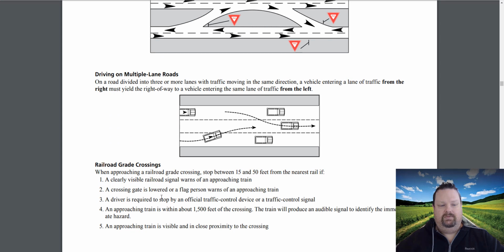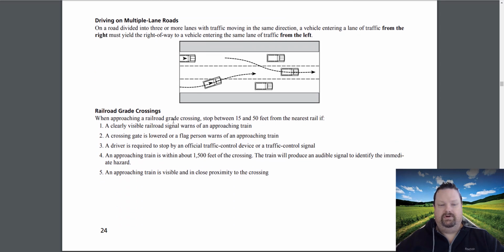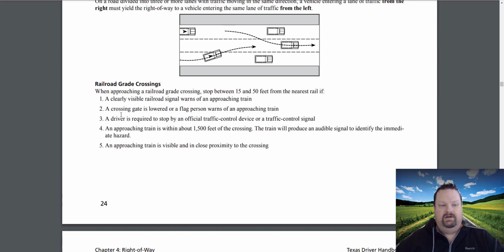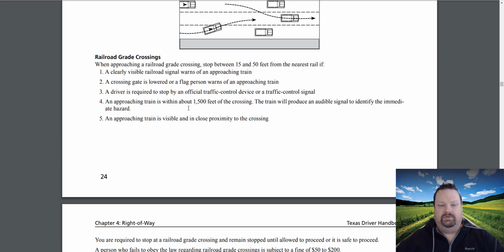So railroad grade crossings. When approaching a railroad grade crossing, stop between 15 and 50 feet from the nearest rail. A clearly visible railroad signal warns of an approaching train. A crossing gate is lowered or a flag person warns of an approaching train. A driver is required to stop by an official traffic control device or a traffic control signal. An approaching train is within about 1,500 feet of the crossing. The train will produce an audible signal to identify the immediate hazard. An approaching train is visible and in close proximity to the crossing.